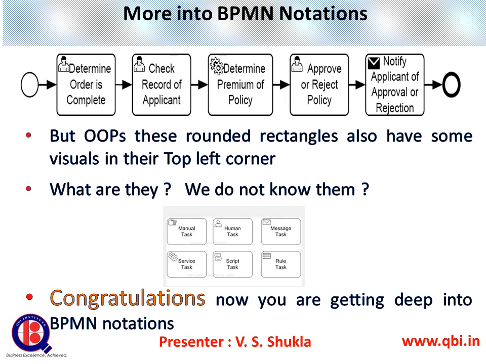What is that? We have not covered them so far. You see, this is the further description to the notation of the activity. So there is something like a gear, which is what we call a service task. There is something like an envelope, which we call a message task. There is something like an individual, which is shown here. So that means that the task is carried out by a human. So it is as easy as this. And congratulations! Now you are getting deep into BPMN notations.